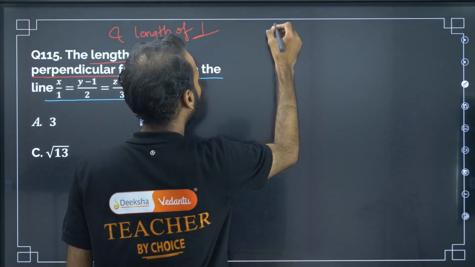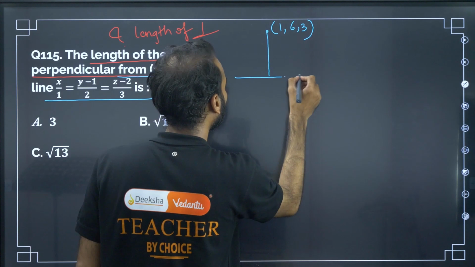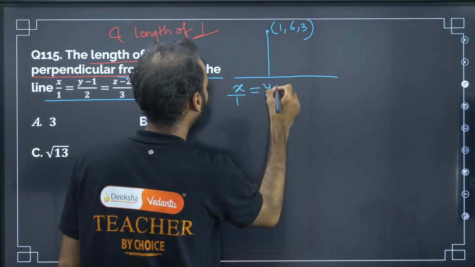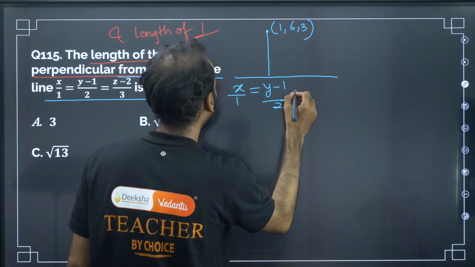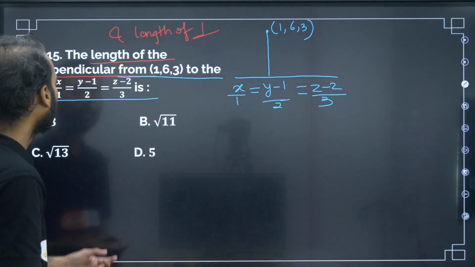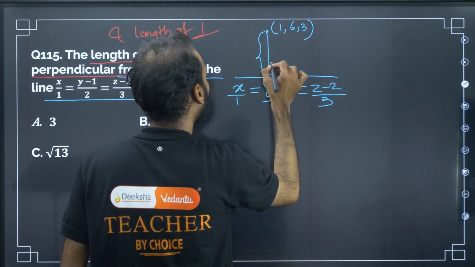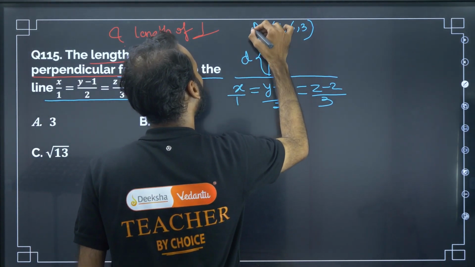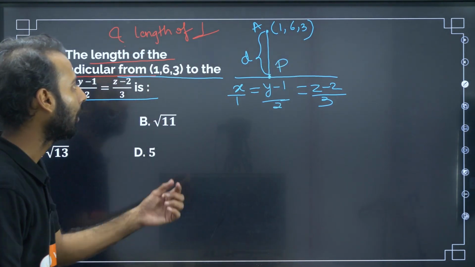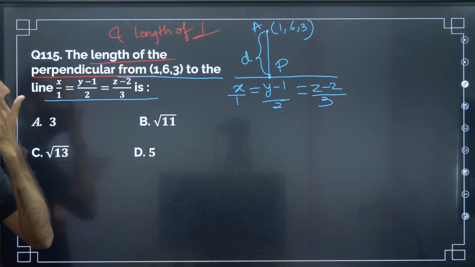The line is x by 1 is equal to y minus 1 by 2 is equal to z minus 2 by 3. What are they asking? The length of perpendicular. This distance they are asking. Let me name this as D, and this point as A. One point I will assume on this line, and that will be P. All this is given data. They are asking to find this D.